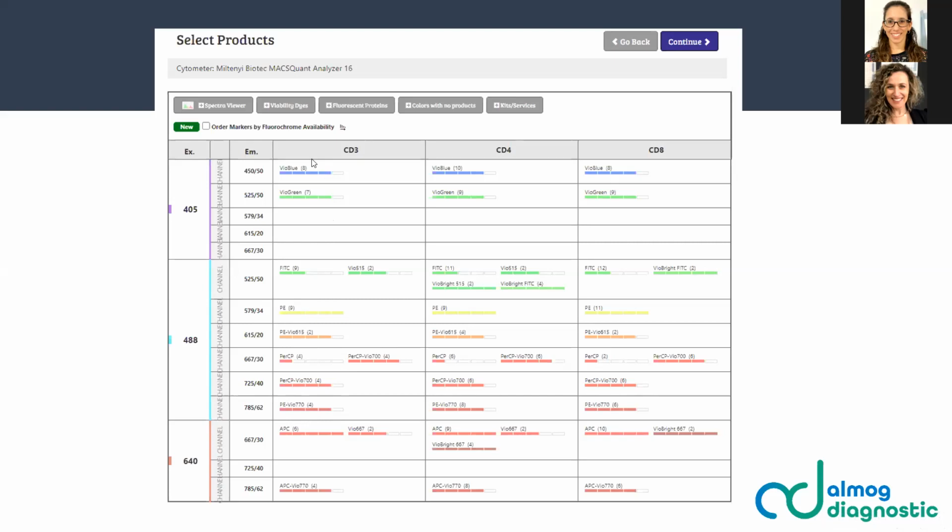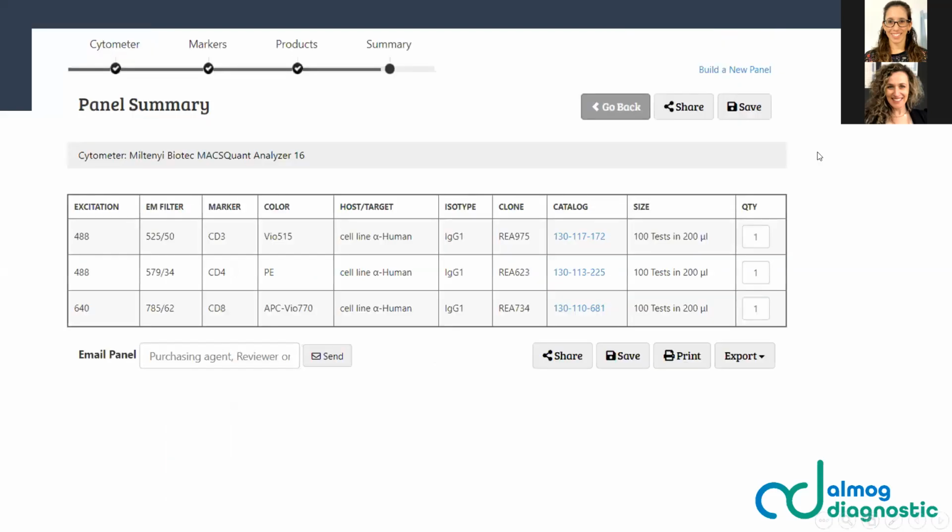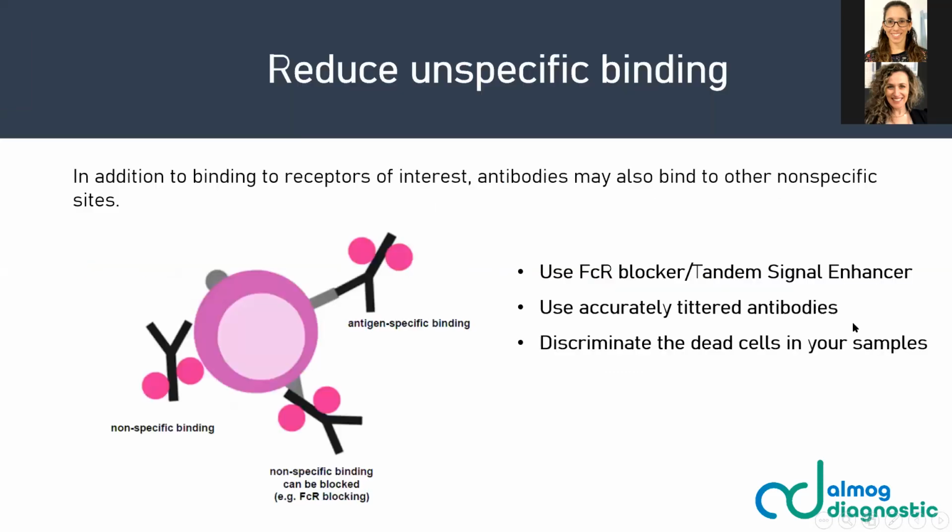After you continue, you will get this nice table summarizing all the antibodies you have chosen. And you will get the catalog numbers, and you can email it to yourself, you can print it. If you email it to yourself, you can send it to us, and we'll send you a price quote. And if you need to consult, we are always happy to assist. And we can also assist you with the panel building itself. You can call us, we are always happy to do it.